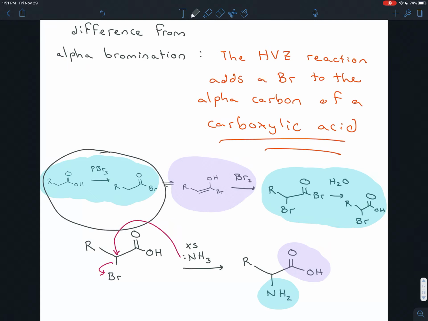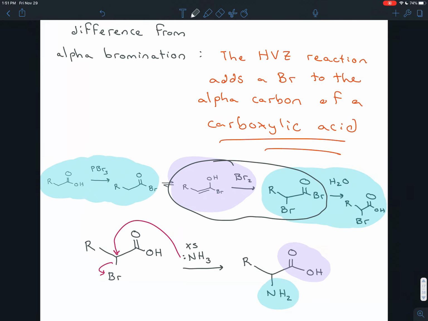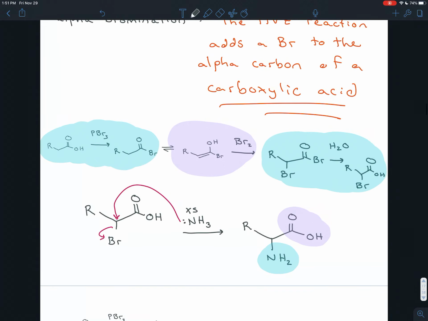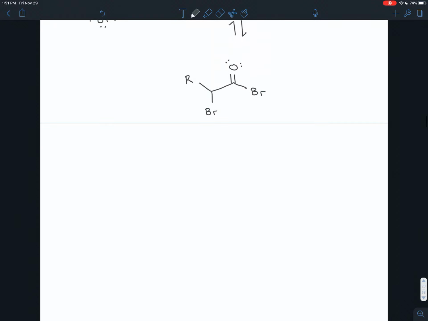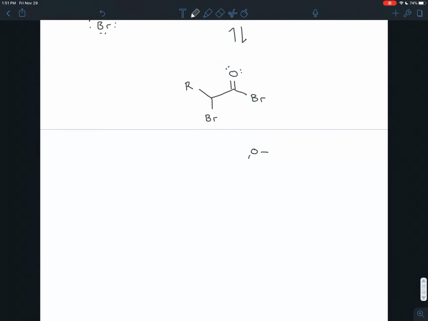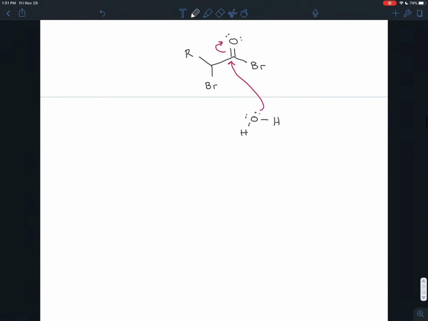So first we replaced the OH with a bromine, and then we did the keto-enol tautomerism. That gave us the alpha carbon nucleophile, which could attack the bromine electrophile to give us the bromine on the alpha carbon. So now we just add water and do hydrolysis. And this is just going to hydrolyze the acid halide. So this is a standard nucleophilic acyl substitution reaction. So the water comes in, that attacks the carbonyl carbon, the pi bond goes up, you get your tetrahedral intermediate.